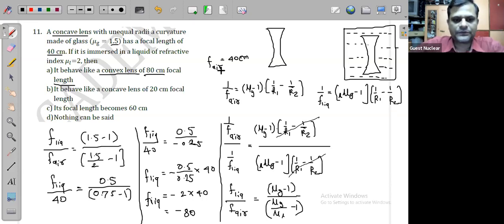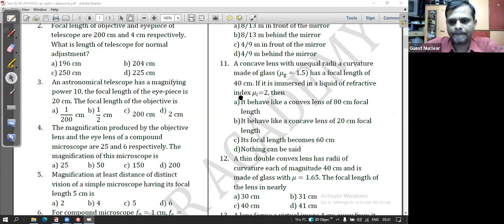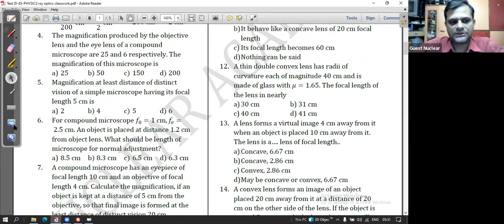ठीक है. I hope all of you have understood all this numerical. इस टाइप का बहुत सारे न्यूमेरिकल्स पूछे जा सकते हैं एग्जाम के अंदर. ठीक है. So let us see the next question now. Yes, the question number 12 here.